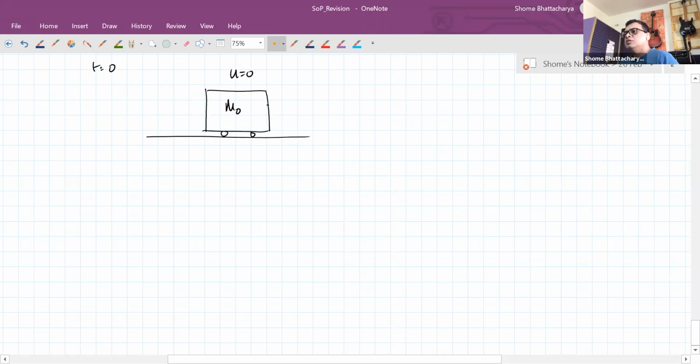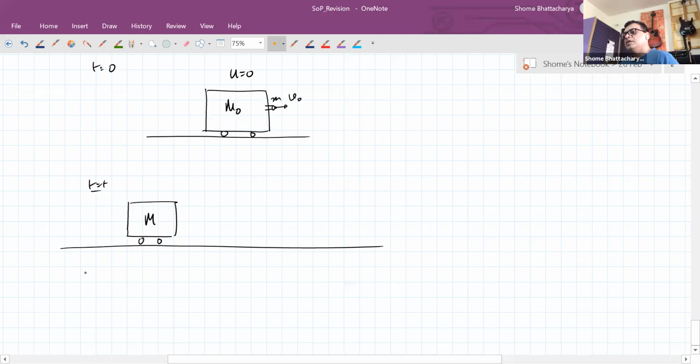This was at zero speed, and it starts ejecting a particle at v naught relative to itself. So at some time t, in comparison, this one's mass has become m, where m is equal to m naught minus delta m. Delta m being the total mass it has removed in time t.